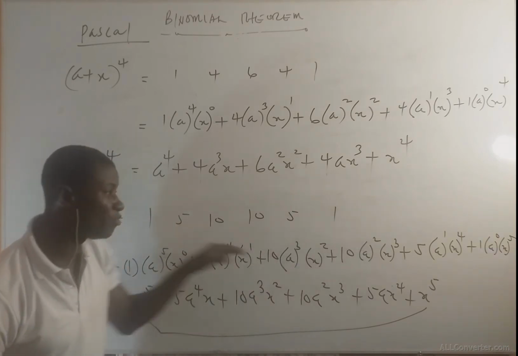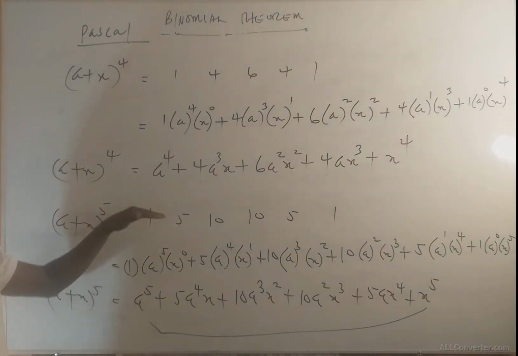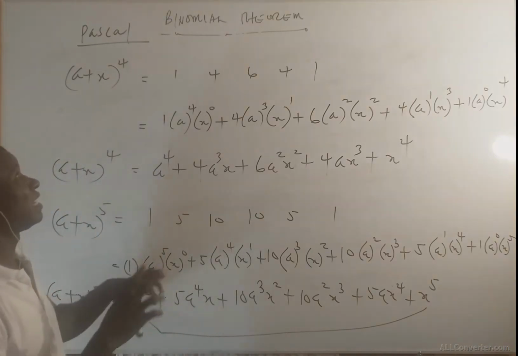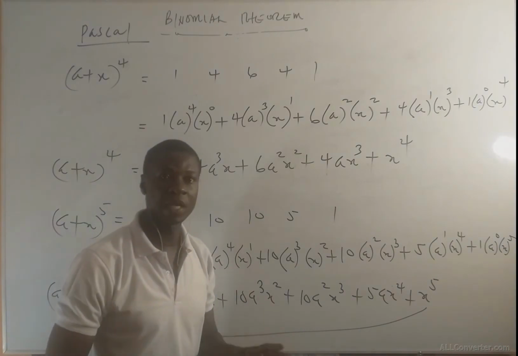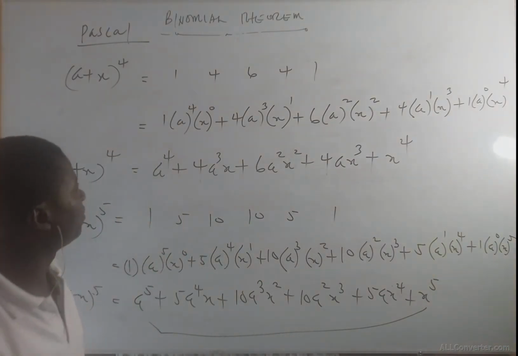Then you end with 1. That will be the coefficient for a plus x exponent 6. Then you do the same thing I'm doing here, and your answer will come out at the end. So in general, that is the binomial expansion thing we are talking about.